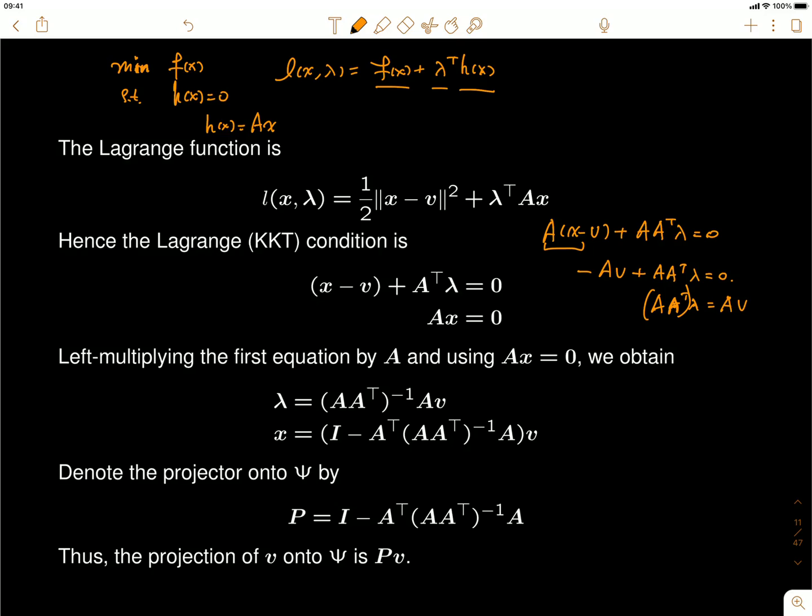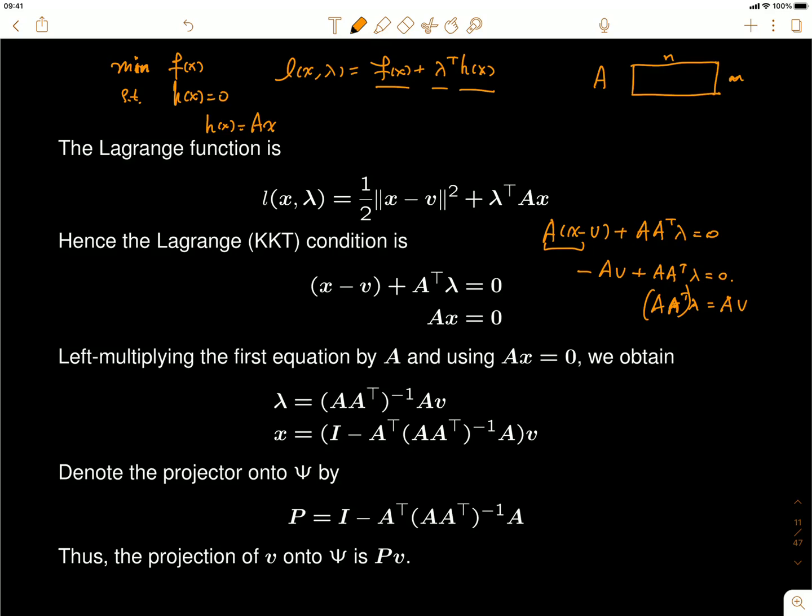The question is, can we do the inverse? Can we take the inverse, is this matrix invertible or not? Well, let's think. Say A is an m by n matrix, so A should look like this, right? M rows, n columns, so it's a pretty short and fat matrix. And we assume that the matrix A has full row rank, so that means the rank of A is equal to the number of rows. Because I have m rows and n columns, A has full row rank.